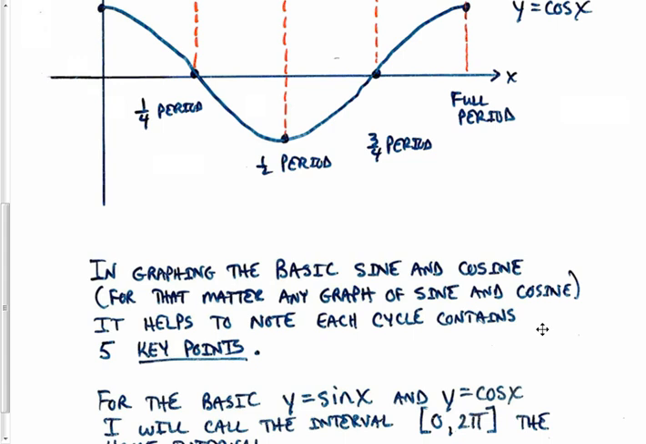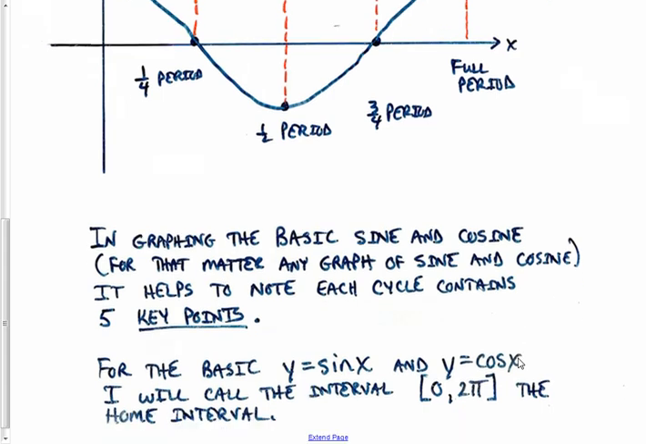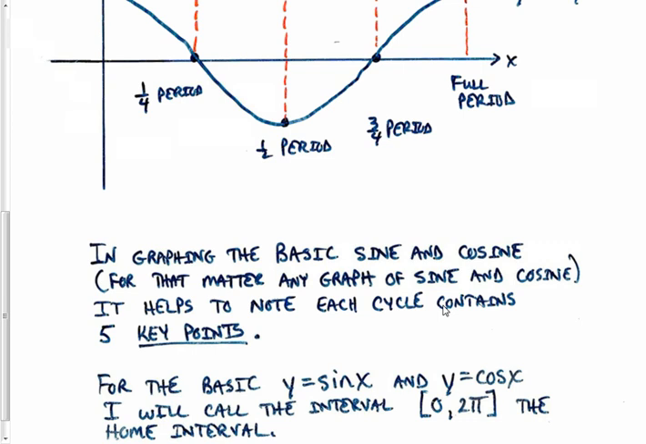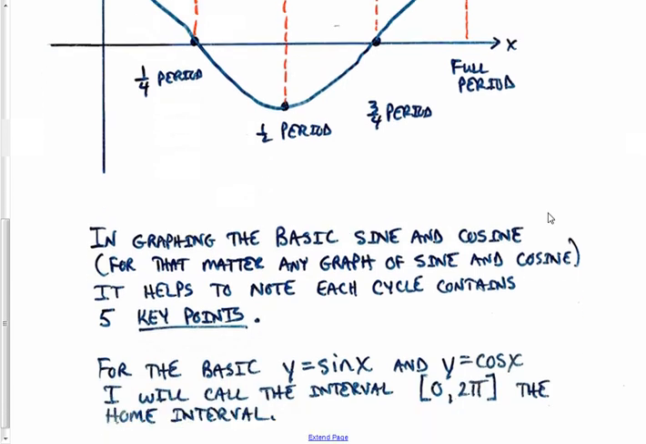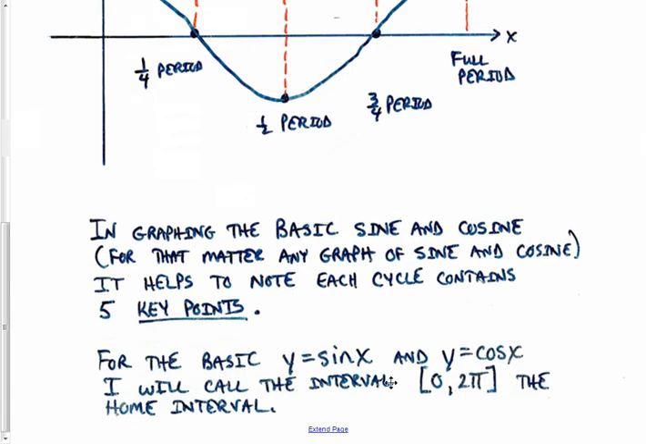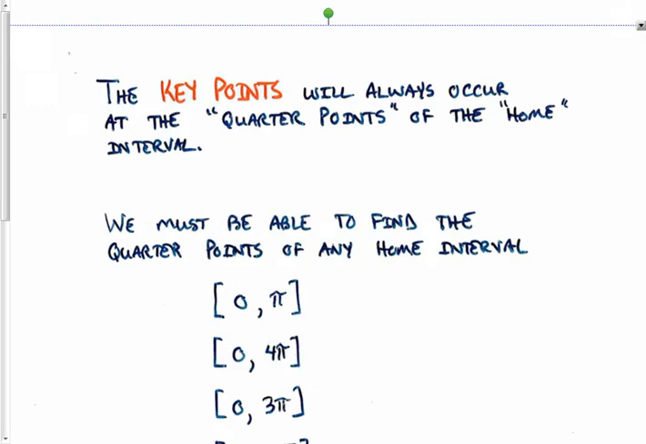And that's really the note here: in graphing the basic sine and cosine function, it's best to know what happens at each of these 5 key points: x equals 0, x equals pi over 2, x equals pi, x equals 3 pi over 2, and x equals 2 pi. We're breaking 0 to 2 pi into 4 equal parts using the endpoints as well. So that's very important to us as we do these graphs.